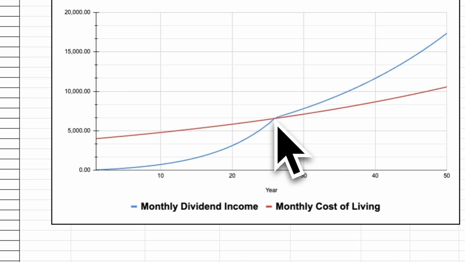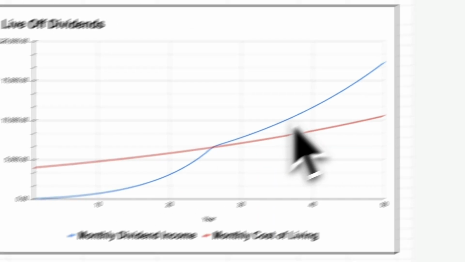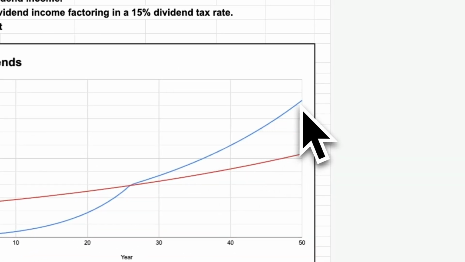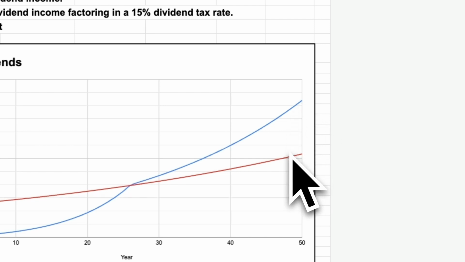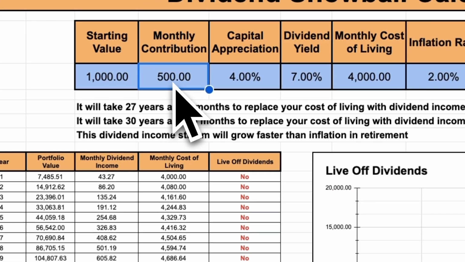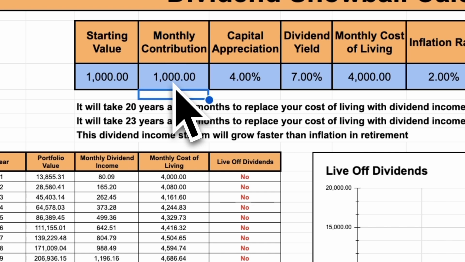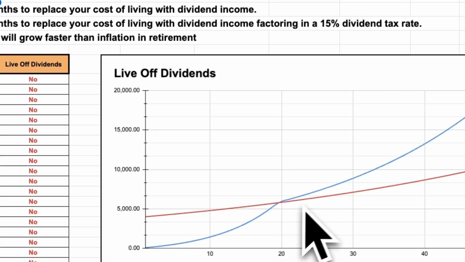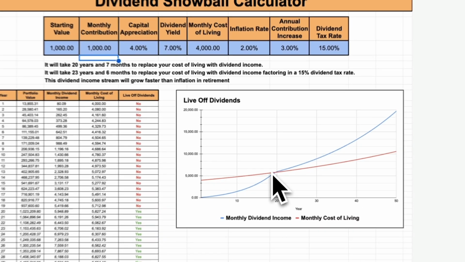However, beyond the financial freedom moment, the dividend stream from JEPI consistently outpaces our inflation-adjusted cost of living. This is exactly the kind of financial freedom dividend snowball you want to see. What's interesting is that if we increase our monthly contribution from $500 to $1,000, similar to what we did with QYLD earlier, the outcome is very favorable. Now it would take just 20 years and 7 months to reach financial freedom. That's 6 years and 5 months faster, which is 5 months better than what increasing our contribution with QYLD offered.